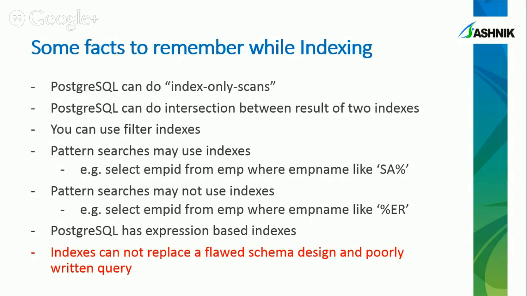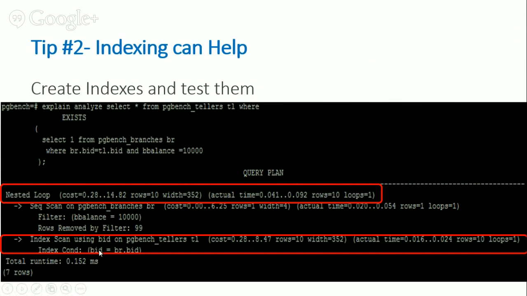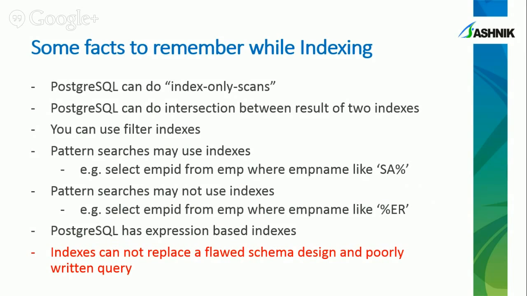Another great feature that PostgreSQL has is intersection between two indexes. Previously we saw there is an index scan happening here on branch ID, and if I had one more index on bank balance or branch balance, in that case PostgreSQL would have created an intersection between these two indexes, and then it would have fetched data. So PostgreSQL can do intersection between two result sets from index scans. So if you create individual indexes, that can help your queries.